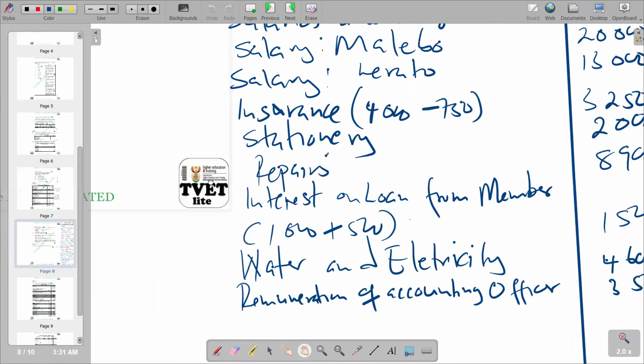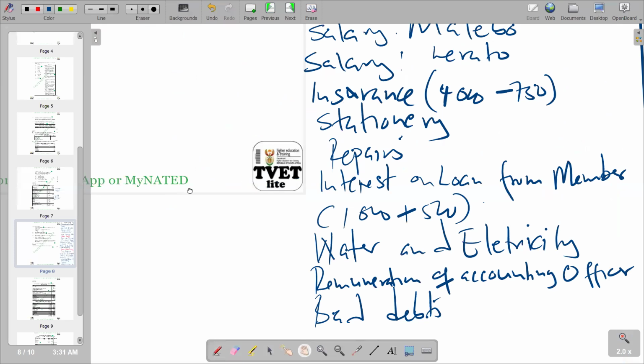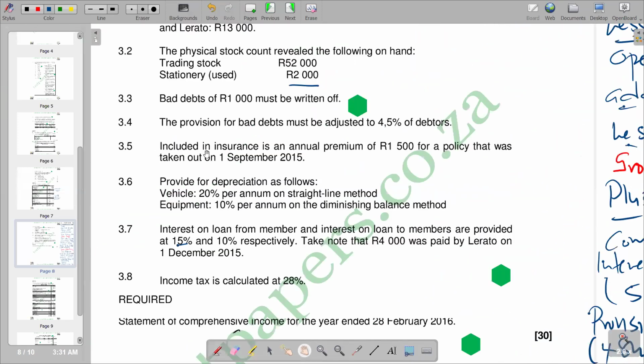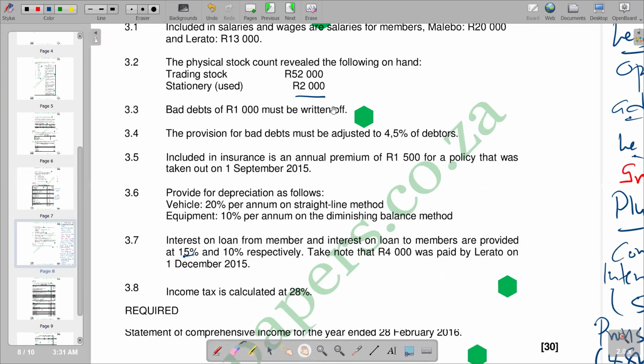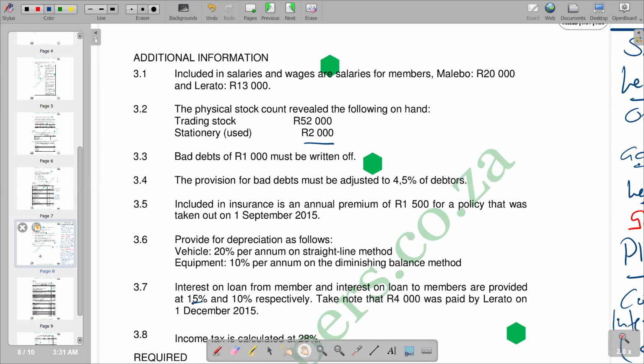So we're just going to say bad debts 1,000. If you go back there, maybe you want to know how we arrived at 1,000 as a bad debt. The written off tax of 1,000 must be written off. So when we have something mentioned in the additional information, it's something that was omitted in the list of balances. So we're going to put them there.